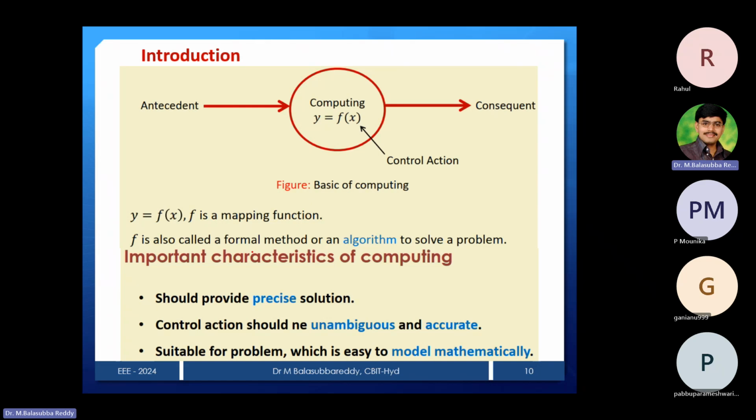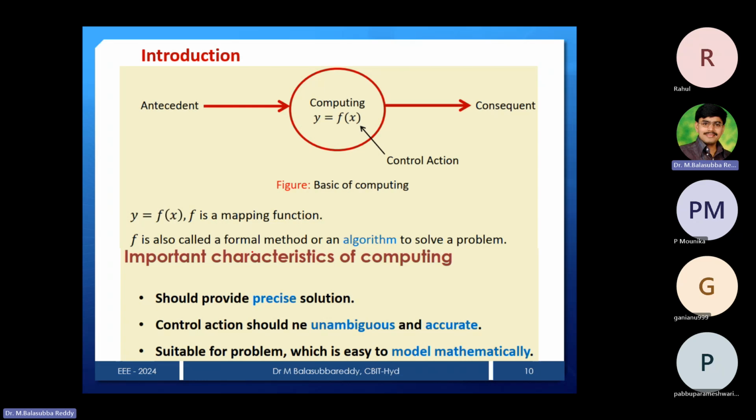So that is the basics of computing. Important characteristics of computing: it should provide a precise solution. These are some characteristics. The solution must be precise, and control actions should be unambiguous and accurate.